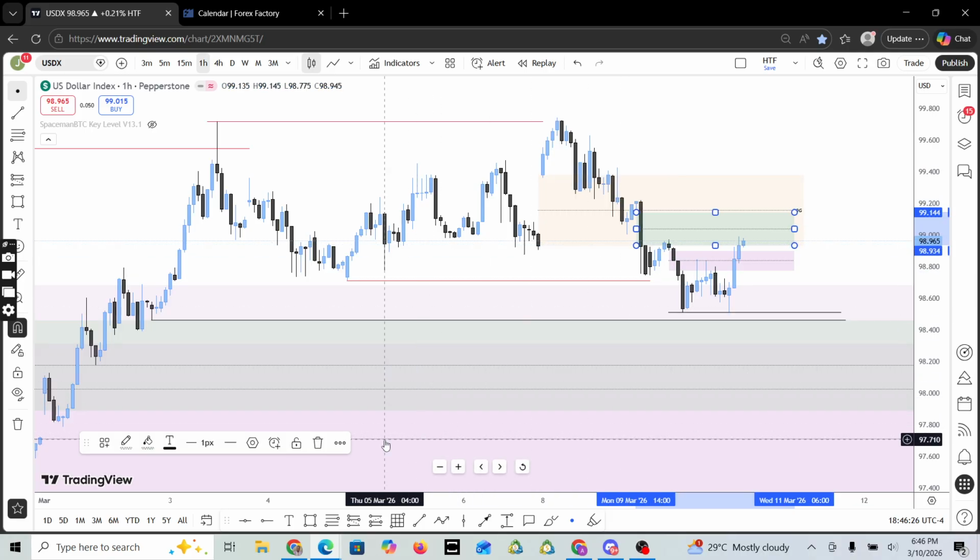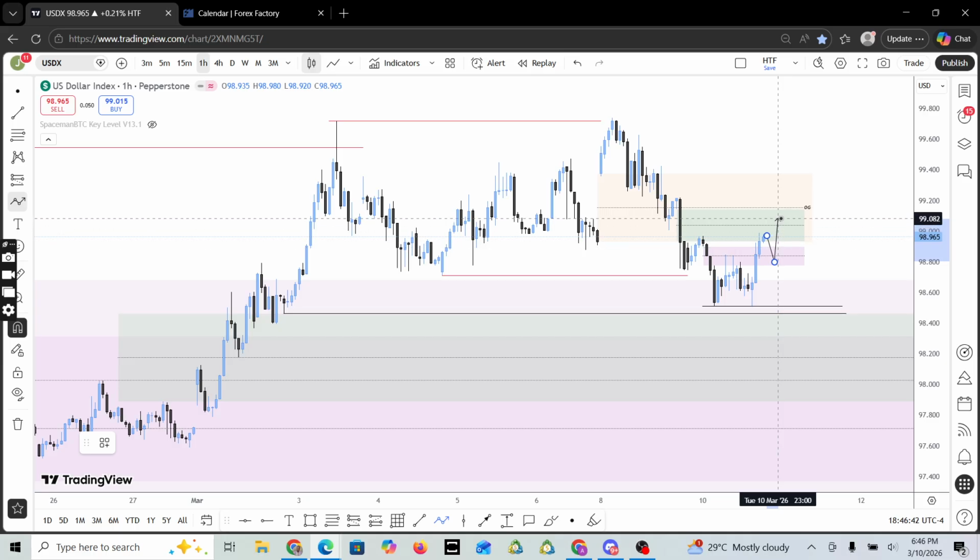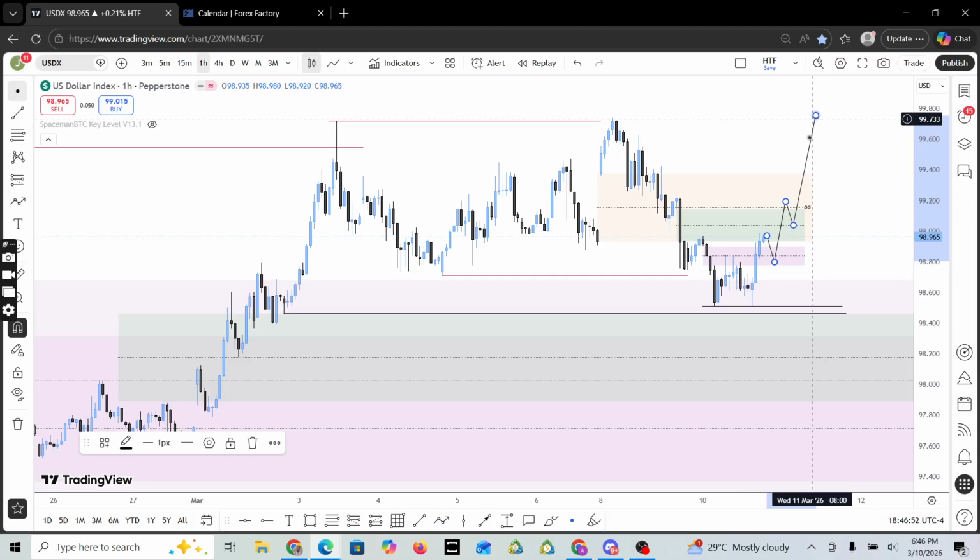I hope this is clear enough. The step-by-step action that I'll be following. So I want to illustrate, if we see pullback, I want to see this being used as support. I want to see this fair value gap being broken and then also being used as support. And then it means that I can confidently expect price to go for the high, right?